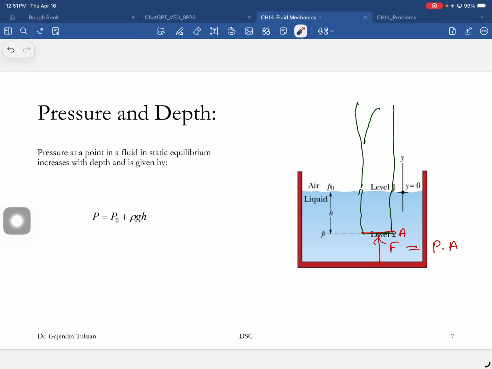So the plus rho g h: rho is just the density of the liquid, g is gravity, and h is the height underwater. P naught is the pressure at this point, the pressure needed to support the weight of the air column. And then as you go deeper, you have to support more fluid.